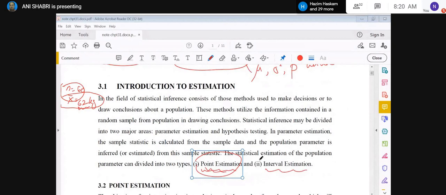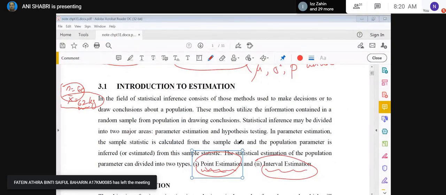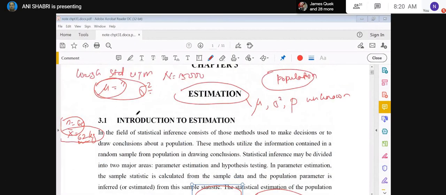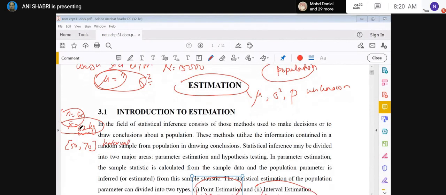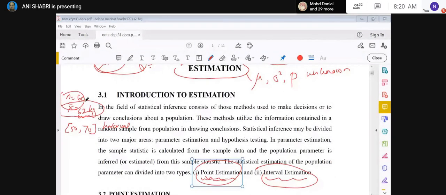What does interval estimation mean? Interval means selang. For example, we can say the weight of UTM students is from 50 to 70. 50 to 70 is an interval estimate, dalam bentuk selang. Faham maksud dia? If it is one value, just 62, but for an interval, it is from 50 to 70.